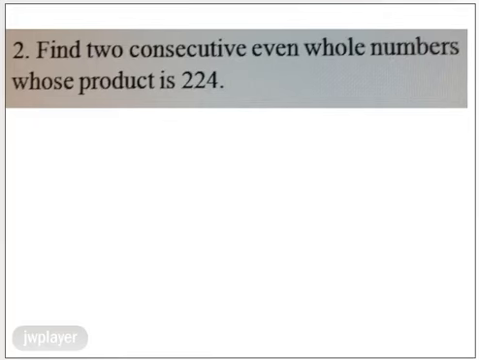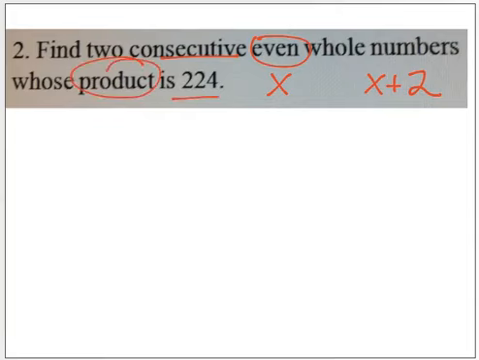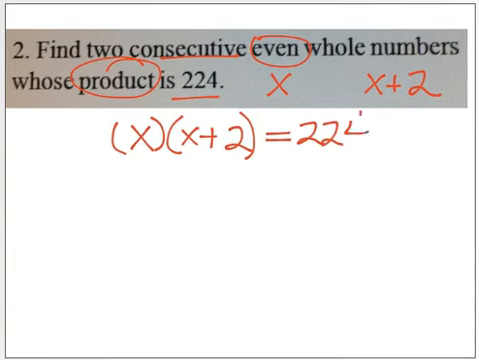We are interested in consecutive even whole numbers. So this time we are interested in x and x plus 2, because even numbers are separated by 2. So we are interested in two consecutive, which means in order, numbers. So that's x and x plus 2. The product is 224. So again, this is x times x plus 2 is equal to 224.